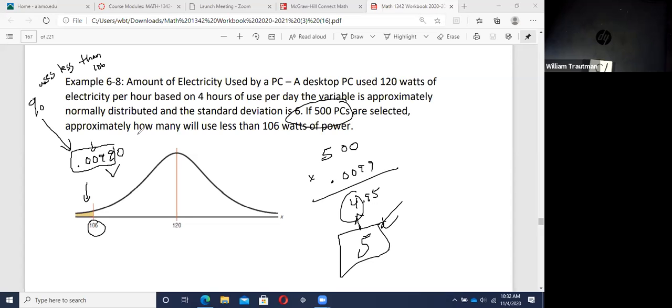Normally they would just ask you what percentage is shaded in. That's the answer. But since they said there's 500 PCs, how many? Well, it's that percentage times the number of PCs. And we get 5. So the actual answer to this particular problem is 5.